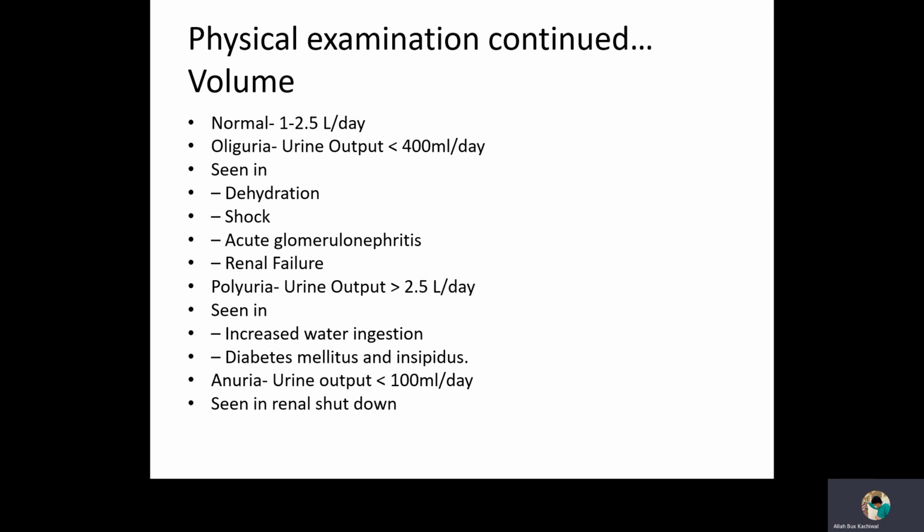Physical examination of volume: 1 to 2.5 liters per day is normal. Oliguria is a urine output of less than 400 ml per day, seen in dehydration, shock, acute glomerulonephritis, or renal failure. Polyuria is a urine output of more than 2.5 liters per day, seen in increased water ingestion, diabetes mellitus or insipidus. Anuria is a urine output of less than 100 ml per day, seen in renal shutdown.